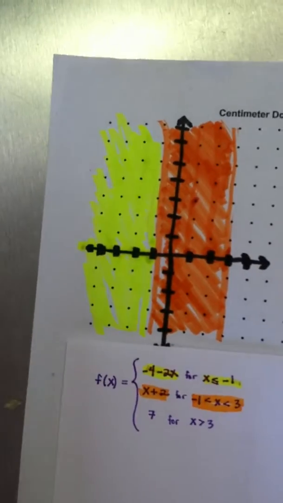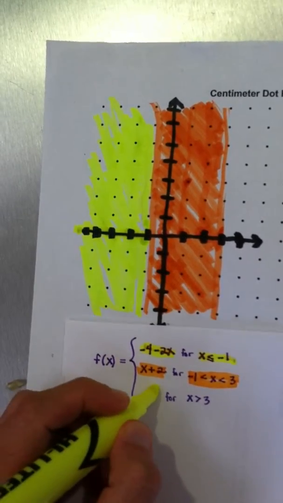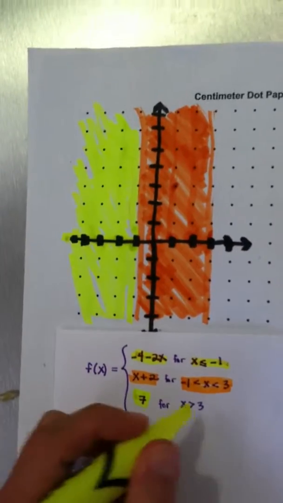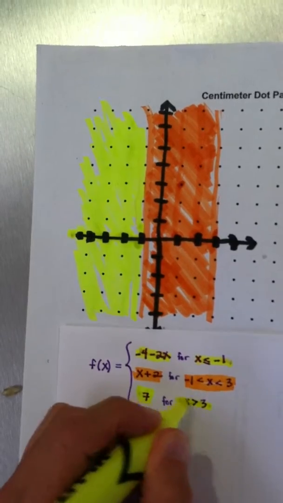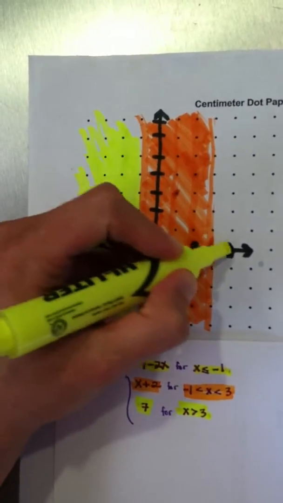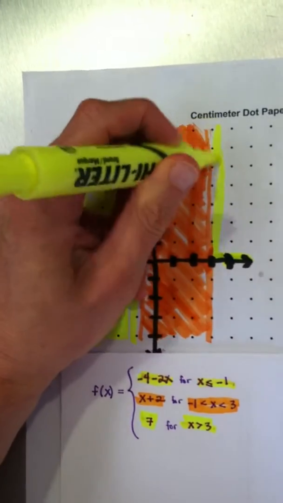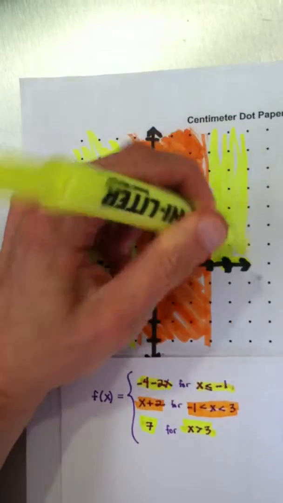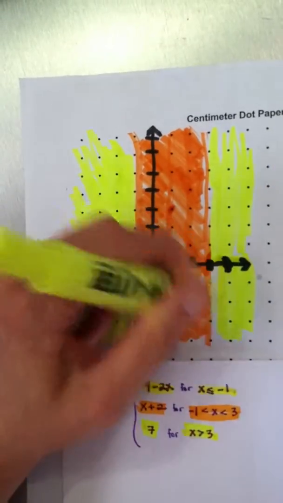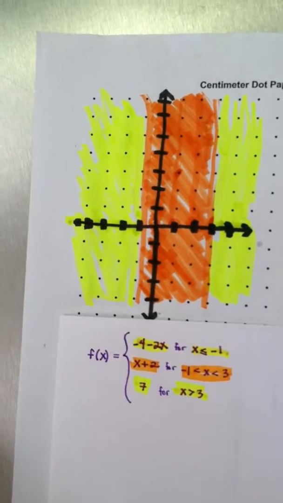And the last part of this piecewise function, the last rule says the calculation is just 7, for all the inputs that are greater than but not equal to 3. So inputs like 3.1 or 4 or 10, anything on this side. So the next part of the piecewise function is going to send the graph in this area somewhere. Okay, so let's talk about how to graph these.